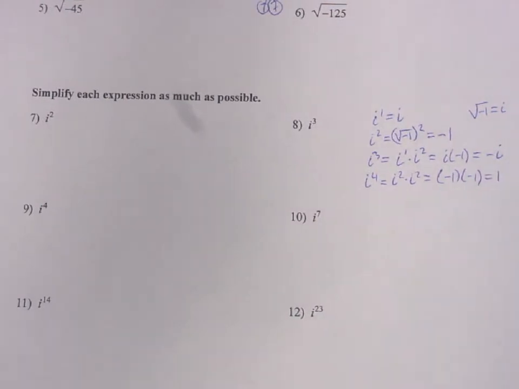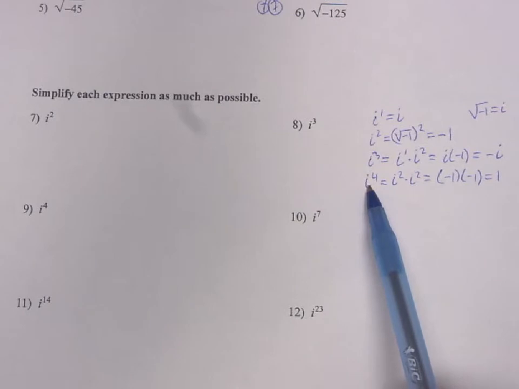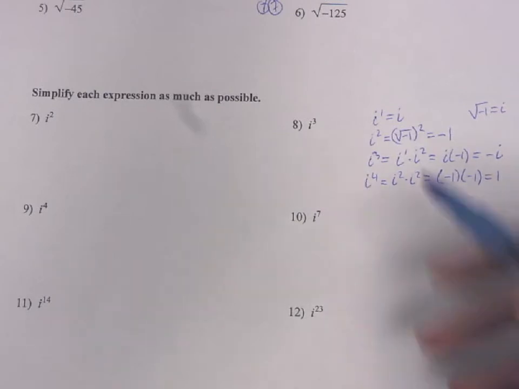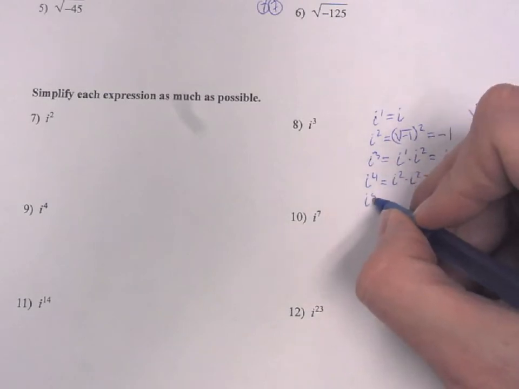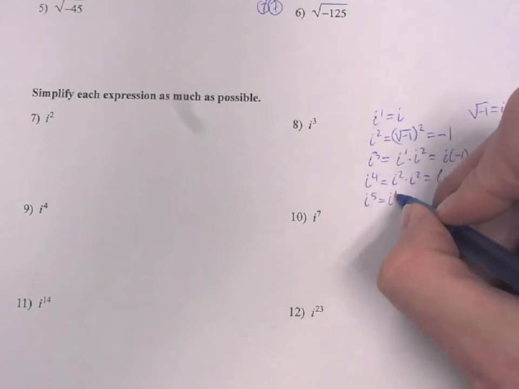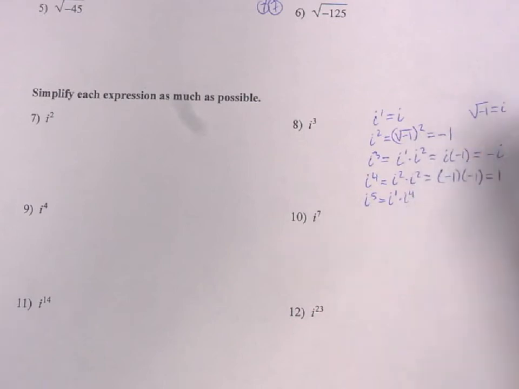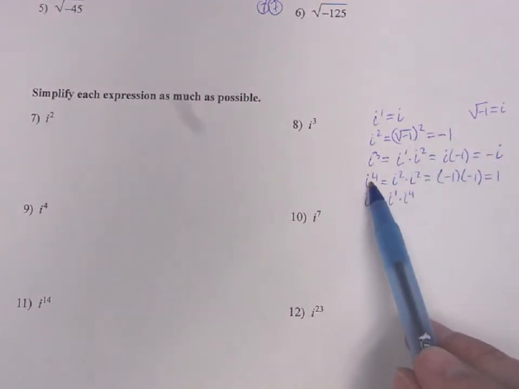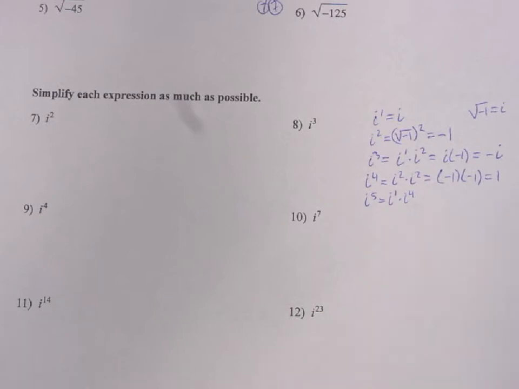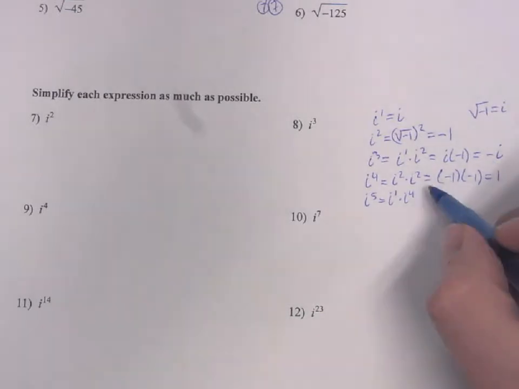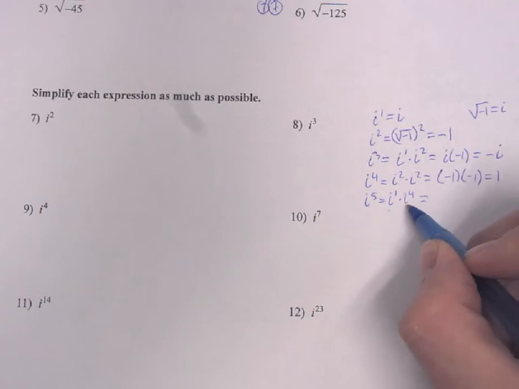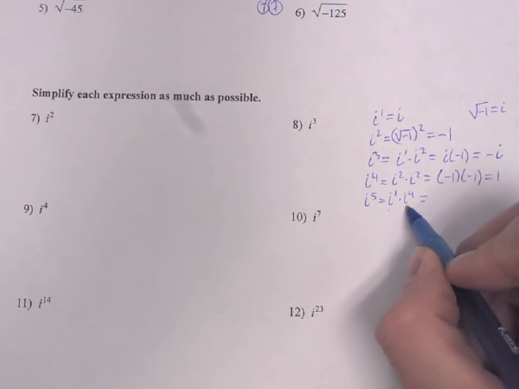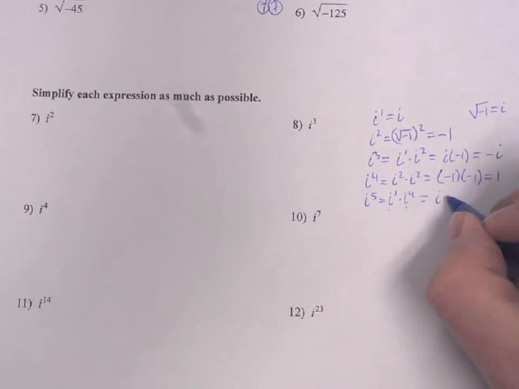Okay, now this is where it gets kind of interesting because i to the fourth is going to be part of any other bigger power. So let me give you an example. i to the fifth, that's i to the 1 times i to the fourth. But remember, i to the fourth is just 1. So everything after the i to the fourth, I can just think of as something multiplied by 1. So right here, i to the fifth is i to the 1 times i to the fourth, or i to the 1 times 1. So i to the 1 times 1 is just equal to i.